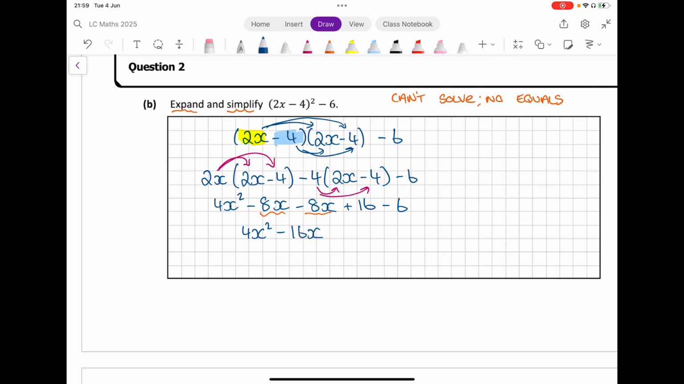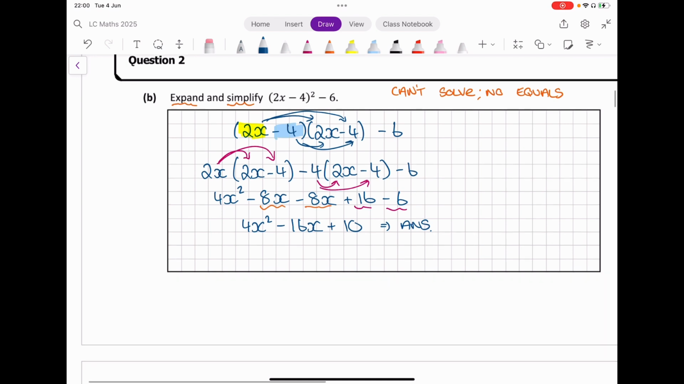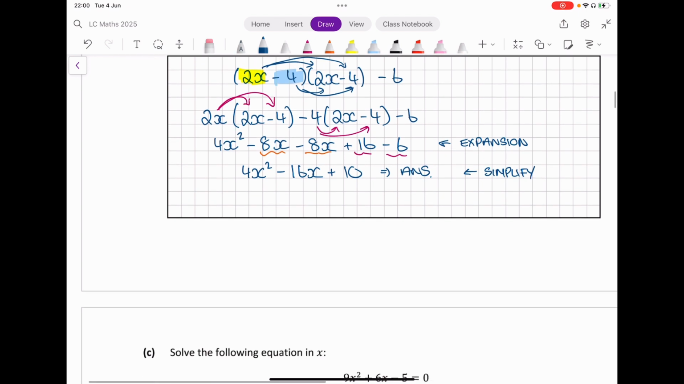And then let's look at our numbers. We have numbers here and here. So plus 16 minus 6 just gives me plus 10. And this is my answer. Can't solve for x because I don't have an equal sign in the question. I've expanded it. This is the expansion. So that's the first part of the question they're asking me, and then that here is the simplify. So watch those question verbs when you're doing these questions.